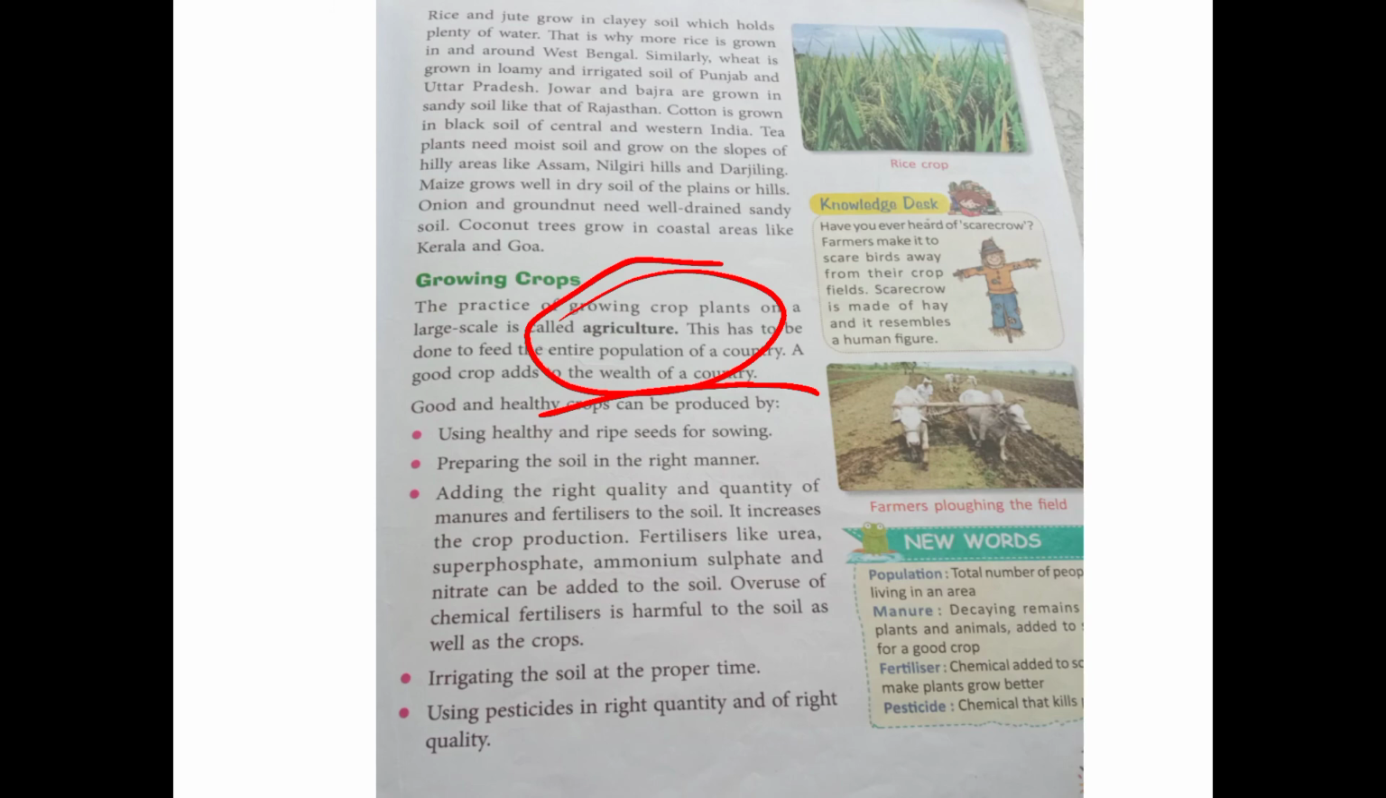Preparing soil in the right quantity and quality and in the right manner also. Adding the right quality and quantity of fertilizer and manure. Make sure the overuse of fertilizer can harm the soil as well as your crops. Irrigating soil at proper times, soil को irrigate करना is the most important part of agriculture. Using pesticide in the right quantity.